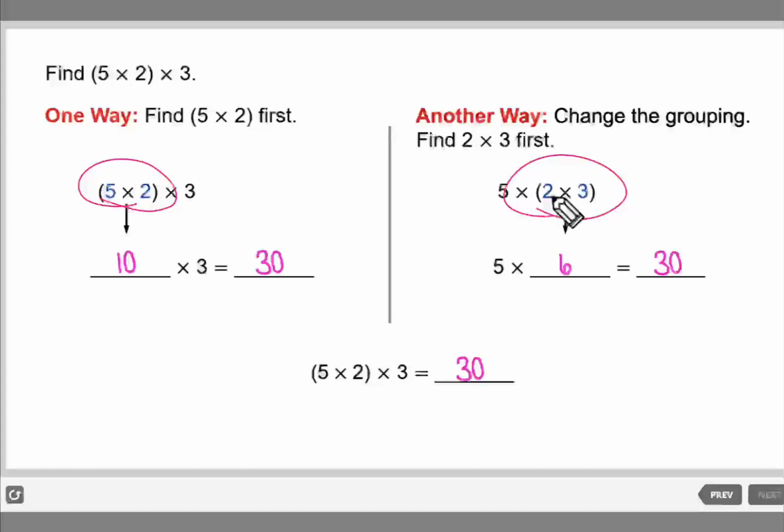So this is associative property. Repeat it for me. Again, what is the property? Associative. Associative property. Associative.